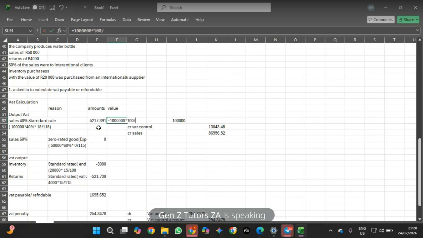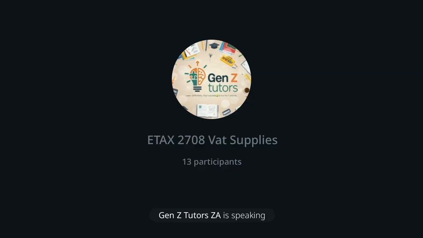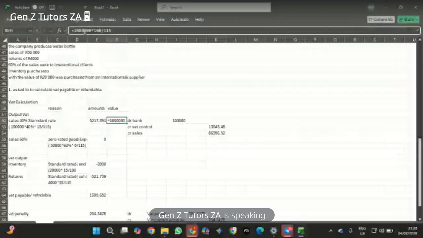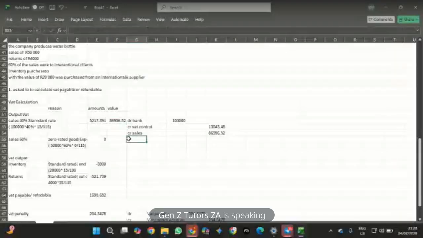100 over 115. So this is the amount that would contribute to them, whether they meet the definition of the person that's going to be a VAT vendor or not, right? And the criteria on the threshold of 1 million. So they've got 89,000. Hey, what happened here? Okay, this is 1 million, right? Fine. Then we've got that.